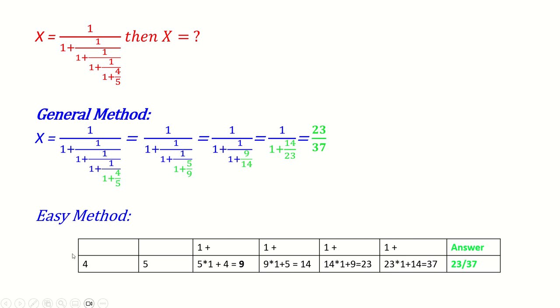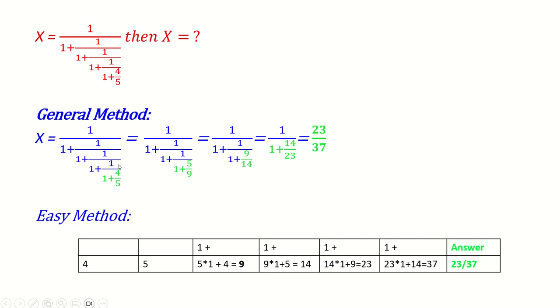If you see here, the number of plus signs in the denominator is 1, 2, 3, 4, and I put the same, four 1 plus entries, because each one is 1 plus. Now the answer is very simple. It's the third 1 plus number, that is 23 by 37. 23 by 37 is the answer.